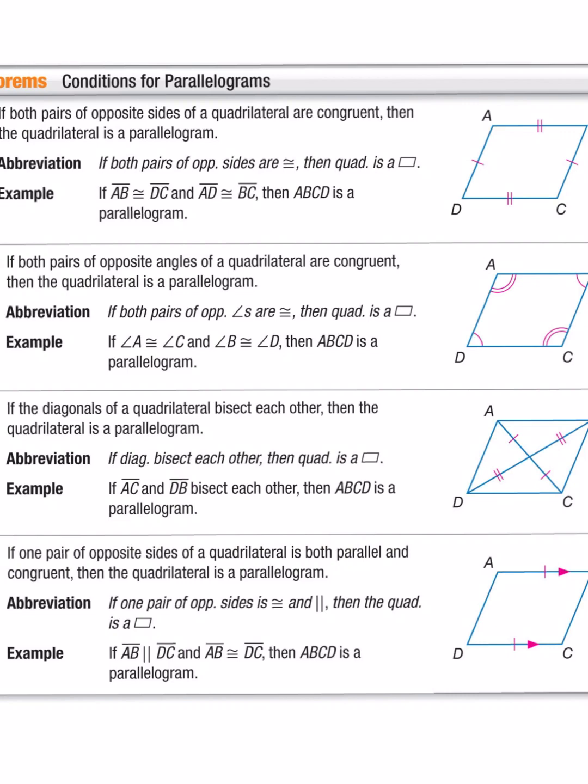Today we're looking at parallelograms once again. We saw these 4 conditions last week, so we're going to look at them again and then go a little more in depth. So what do we know so far about parallelograms?